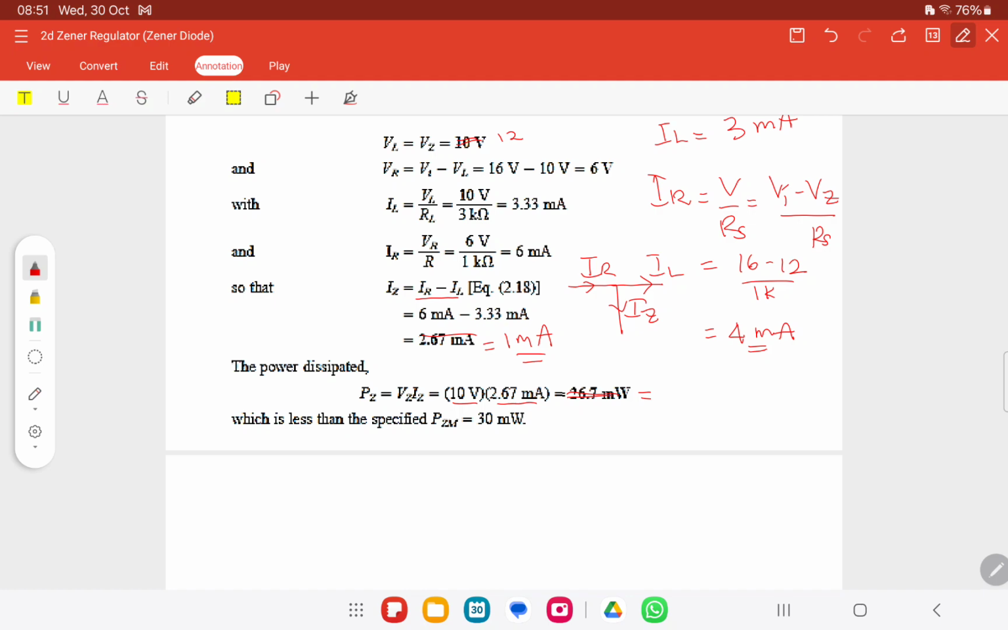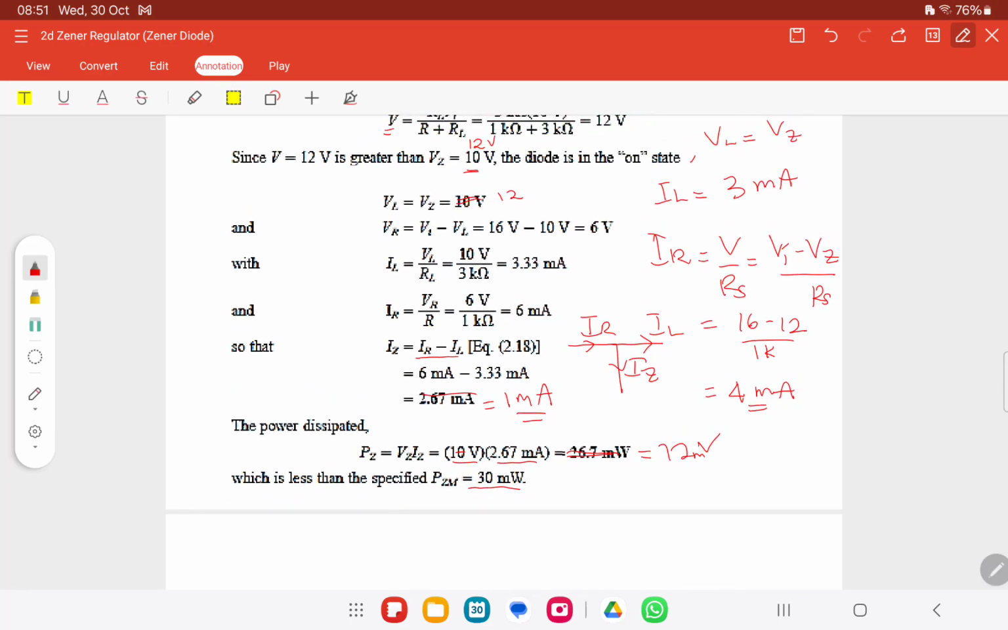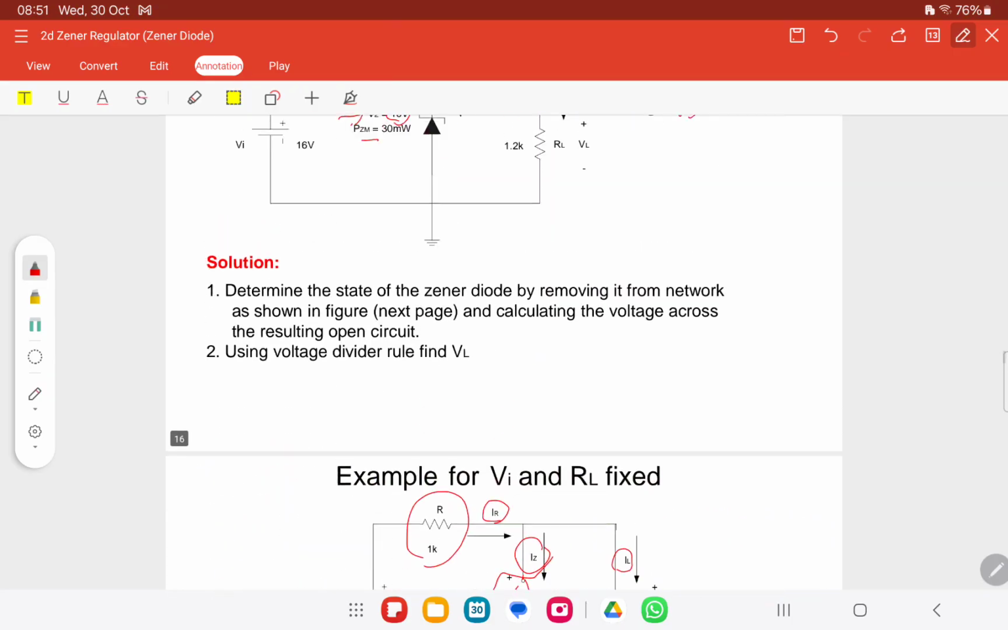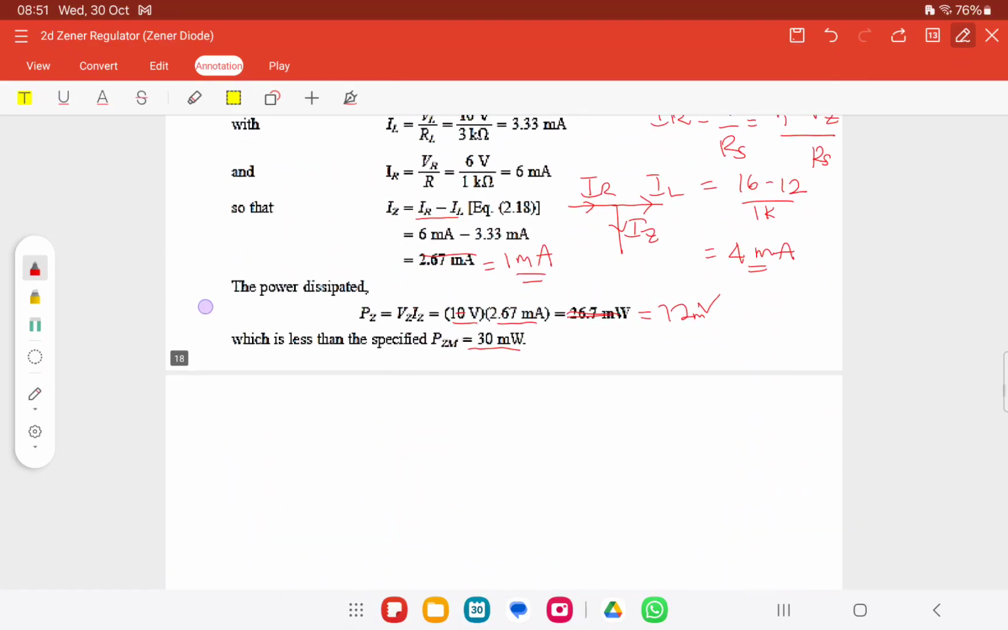How much? 12. Oh, because this one has been converted, right? Okay, 12 watt, so 12 milliwatt. The given power specified for the Zener diode is 30 milli, so it cannot exceed 30 milli. It has to be less than that. So do we get less than that or not? Is it safe? So our diode is safe to operate, right?